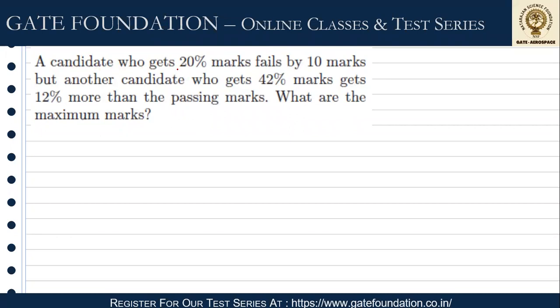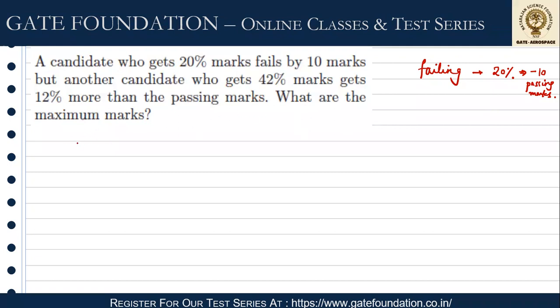There is a candidate who got 20% marks. The candidate who gets 20% marks fails by 10 marks. So there is a guy who is failing: he got 20% marks, and these are passing marks minus 10. So passing marks minus 10 is 20%. But there is another candidate who gets 42% marks and gets 12% more than the passing marks.